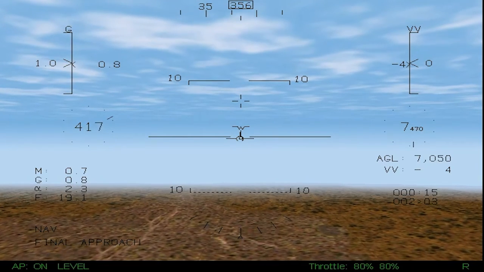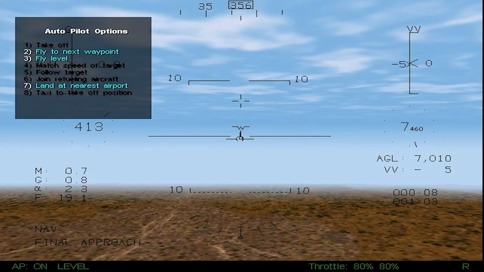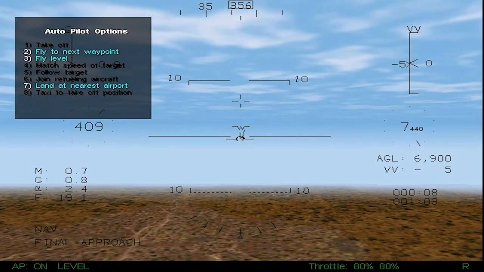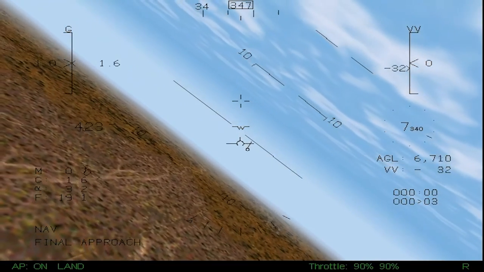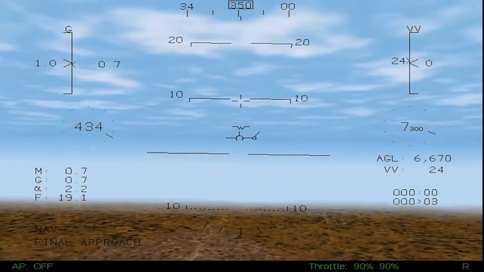When your gear is down, the G-force indicator in the upper left-hand corner changes to the AOA indicator. The numbers on the left side of the bar represent a 14-degree angle of attack. The numbers on the right side are your current angle of attack.